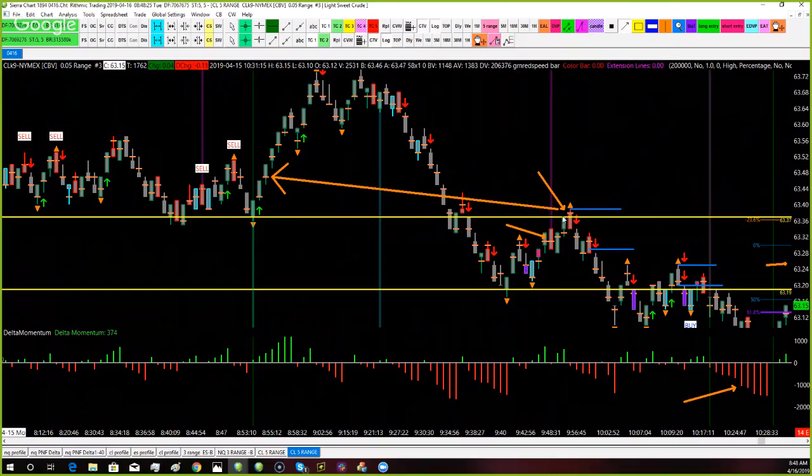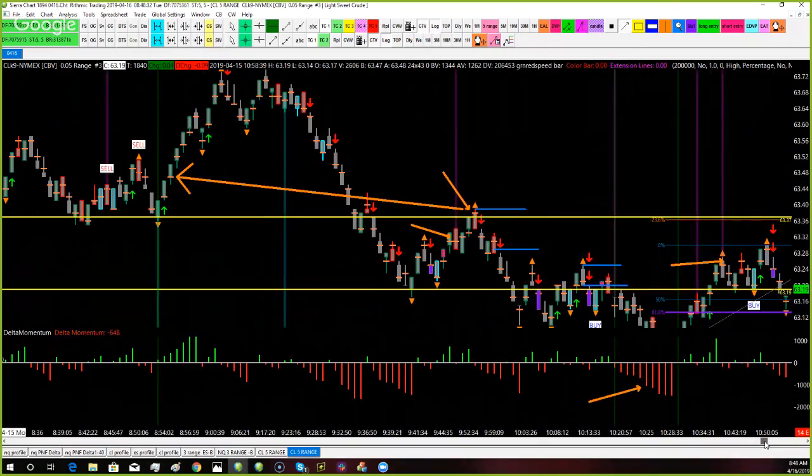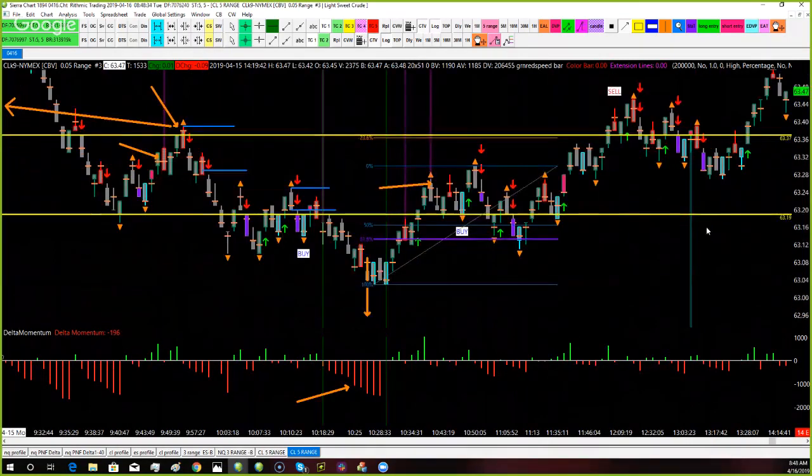So I don't want to go long until I get back inside and then get some kind of retrace for continuation up. And just the same way, when I'm over here, even if I get great short setups, I want to remember these boys and girls are trapped and they're going to want to cover.